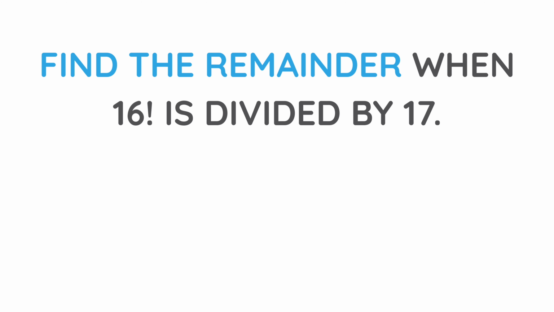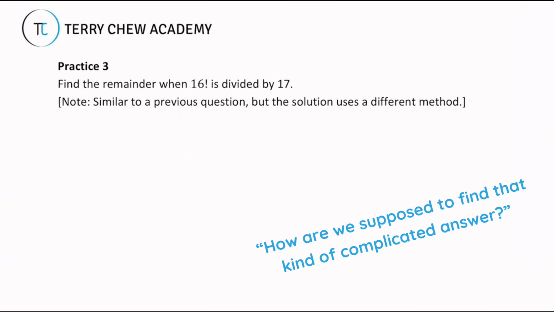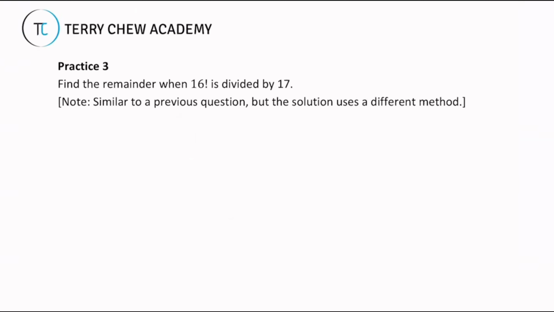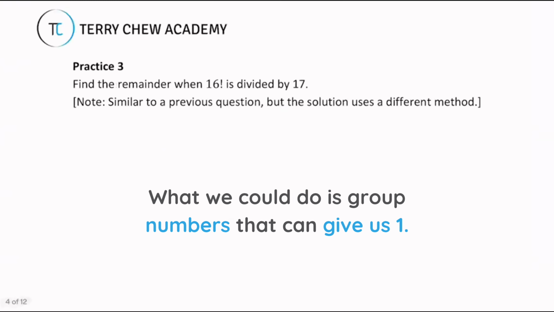Find the remainder when 16 factorial is divided by 17. How are we supposed to find that kind of complicated answer? Right, so no one in their right mind would actually find 16 factorial, right? We could just group numbers that can give us 1. What does that even mean?